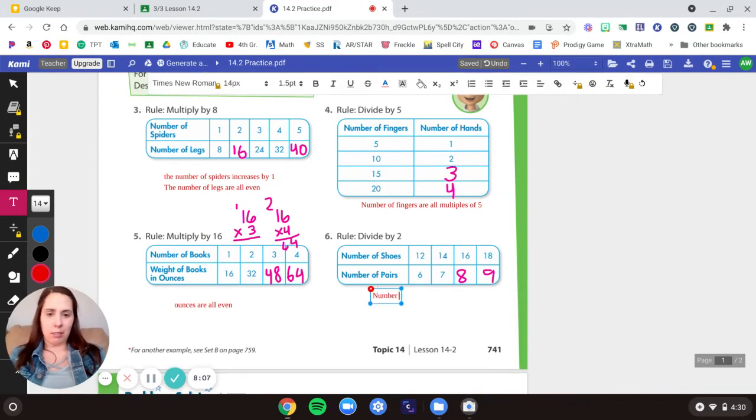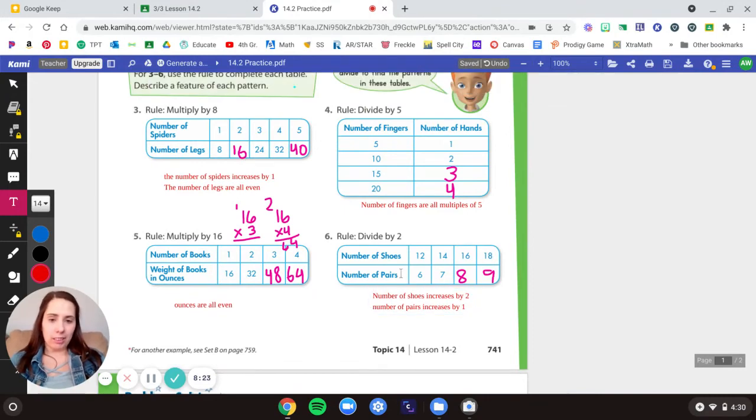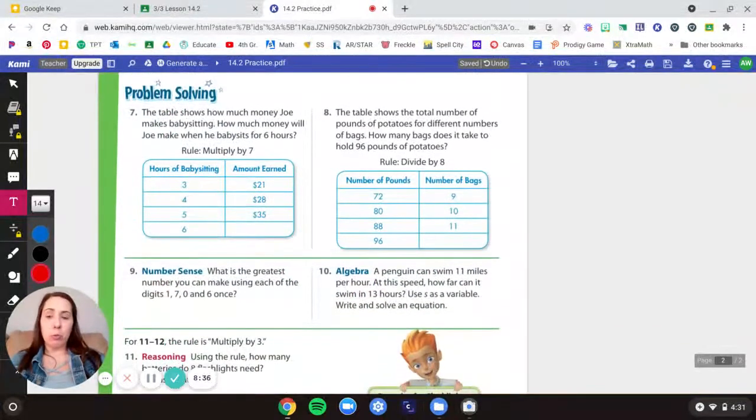We could say the number of shoes increases by 2. We also might say the number of pairs increases by 1. Right? Because we usually don't just have one shoe. Last I checked, we got 2 shoes in a pair. So it makes sense that we're adding 2 shoes and we get 1 more pair each time whenever we add 2 more shoes.